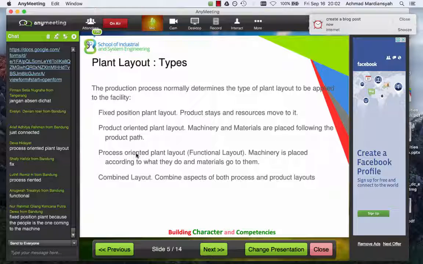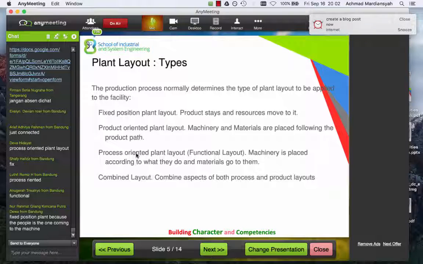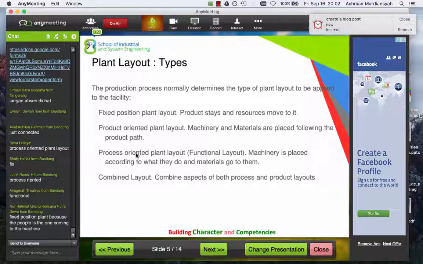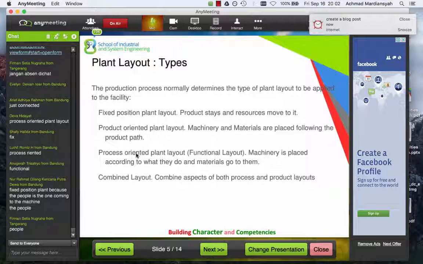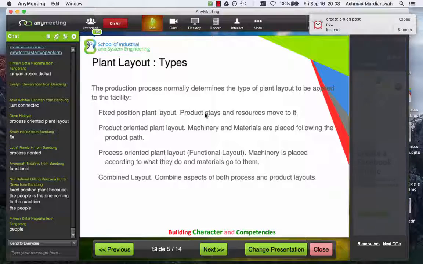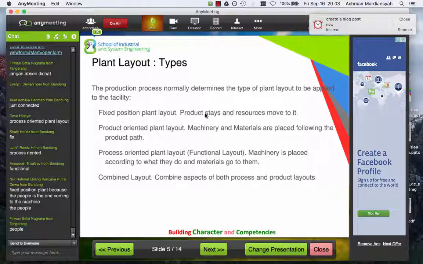Okay, so you said in the gym it's fixed position because the people come to the machine. Who is the product here? When we talk about the gym, who is being processed? It's you, right? It's the people. If it is a fixed layout, the people stay still, the people don't move. The product stays. So you stay, and then people will bring a barbell to you, people will bring a treadmill for you. You're not going anywhere, you just stay at your place.